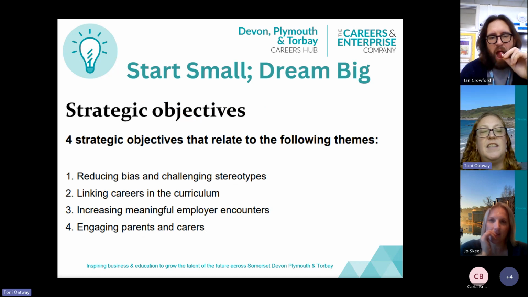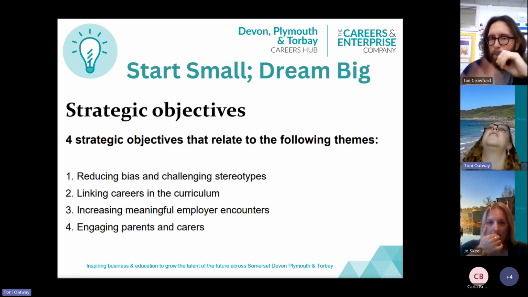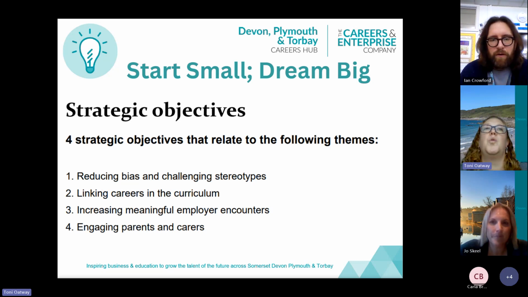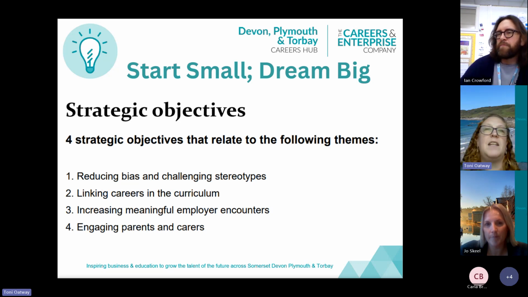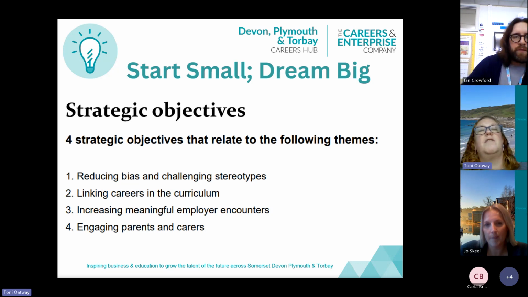Hopefully you realise these are the kind of 4 areas that this whole project is around. These are the strategic objectives that we want to look at. So it's about reducing bias and challenging stereotypes in young people, linking careers to the curriculum, increasing meaningful employer encounters, and engaging parents and carers. And the idea is that your strategic objectives, however many of those you have, link to those 4 themes in some way. Now, you can just pick one of them.